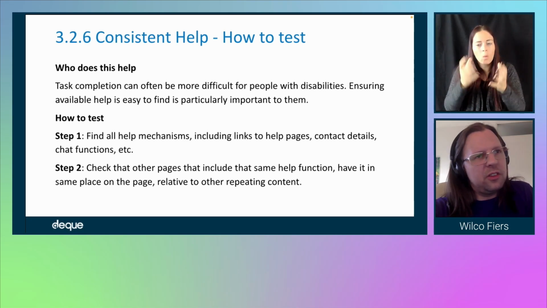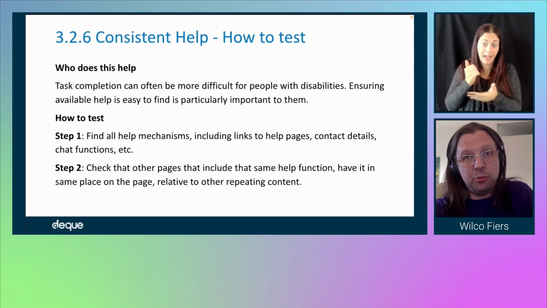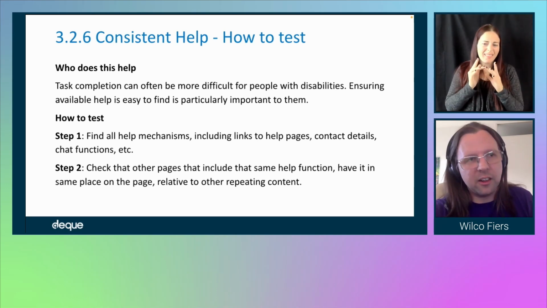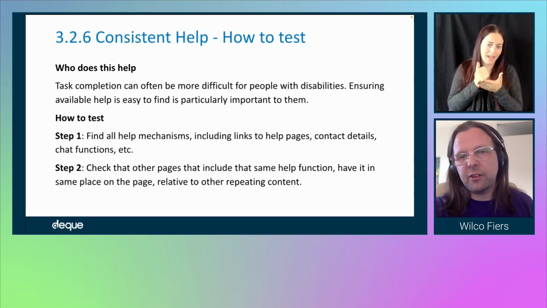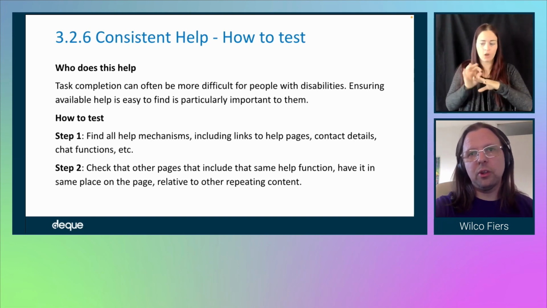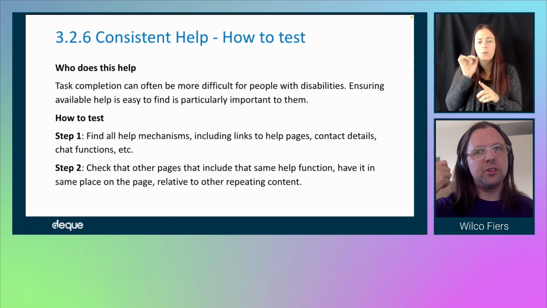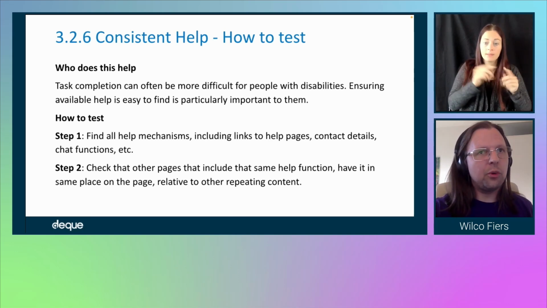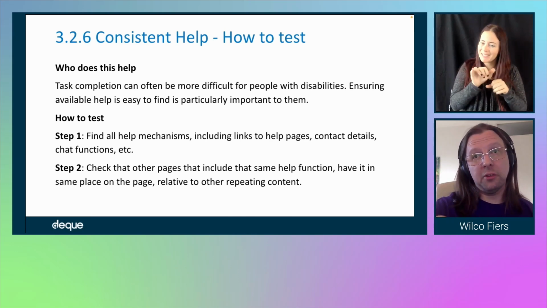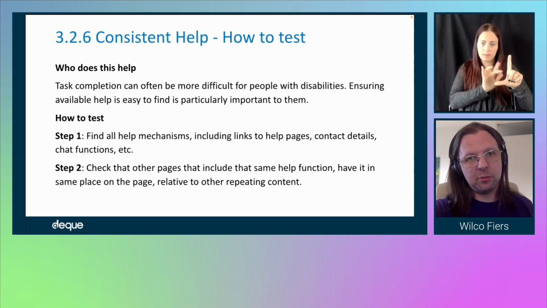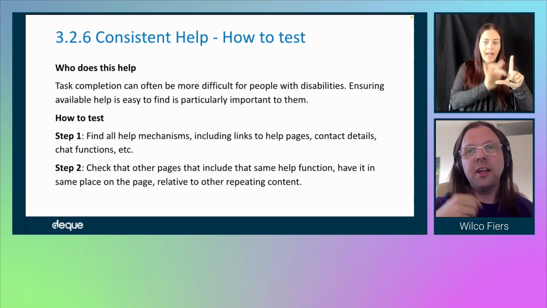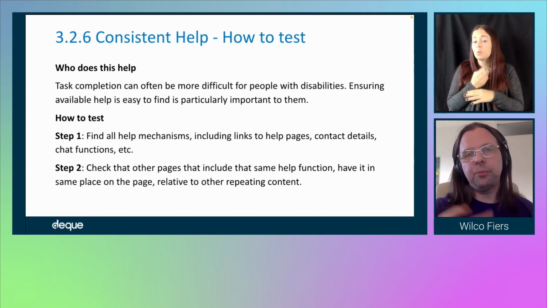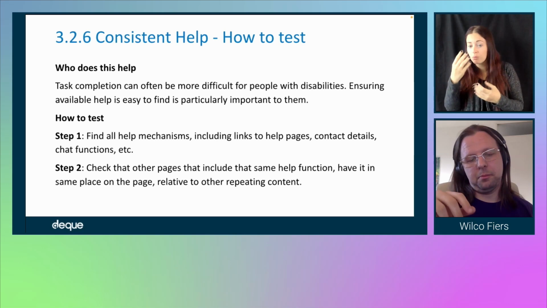So how to test: you find all help mechanisms, including links to help pages, contact details, chat functions, that kind of thing. And then you check that if that mechanism is also linked on another page, it's in the same relative location that it was on the previous page. So it doesn't require that every page has a help mechanism, but it does require that if you reference it, if you use it, you put that link or information in the same place.